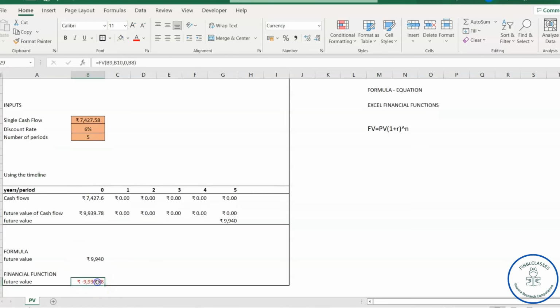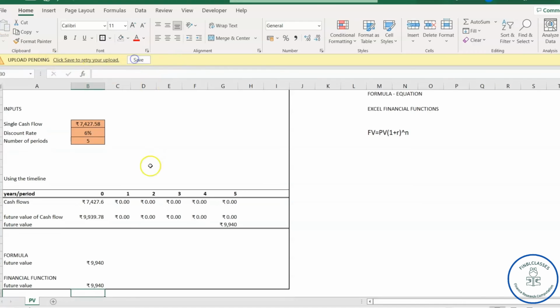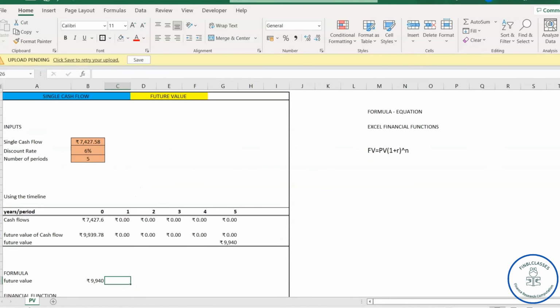Now you get the value as negative, because this is the future value. So instead of having it negative, just put a minus before the formula. Now you will get 9940 as your answer. This is the typical way of making your model a little bit better.